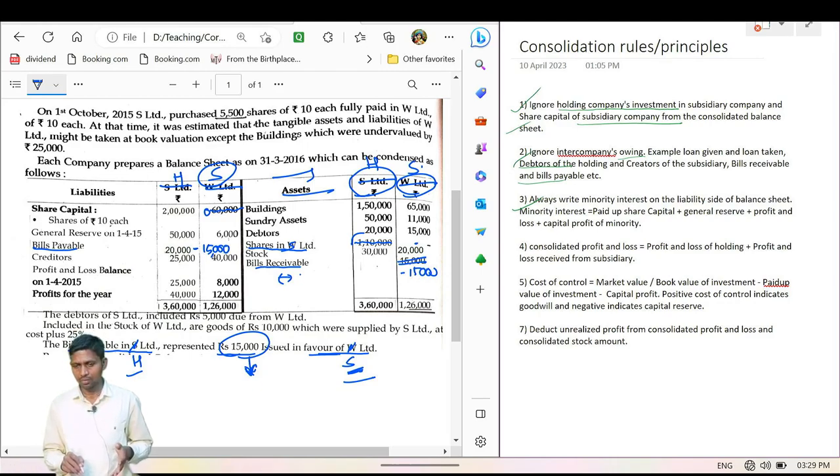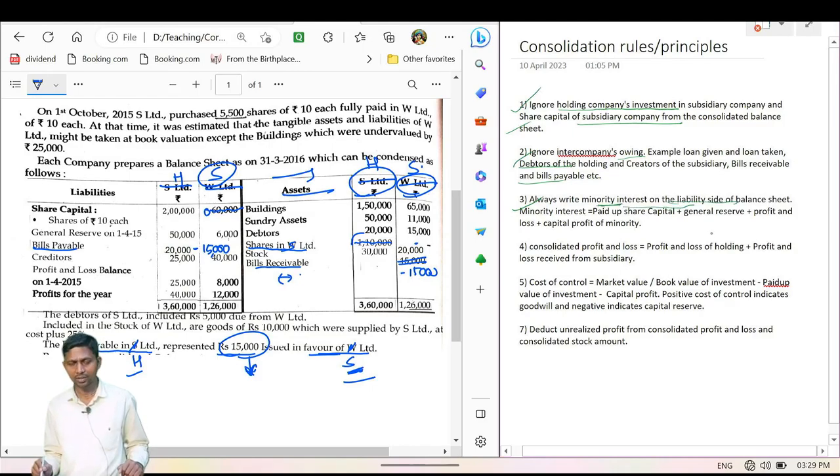Here, what to do with the minority? Correct. Then the third principle is saying shareholders must be able to know your holding as well as the minority shareholders, the small shareholders. Now check their shareholding. What to do with their shareholding? They are saying always write minority interest on the liability side of the balance sheet. This is a consolidation rule. Where to write minority, the small shareholders, how much to write, correct? Where to write, clarified, clear, write that on the liability side.